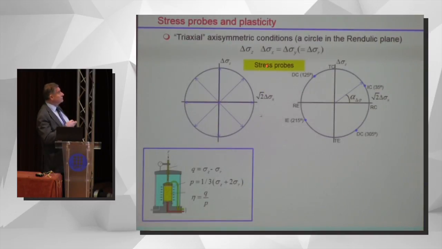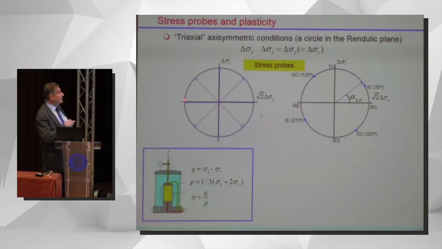So we are going to stick to triaxial axisymmetric stress conditions, because that's very common in soil mechanics. So we have a vertical stress and a horizontal stress which is the same in all directions. Often the deviator stress is represented by Q, the mean stress by P, and the ratio between Q and P is called the stress ratio. Anyway, we are going to apply stress probes in different directions.